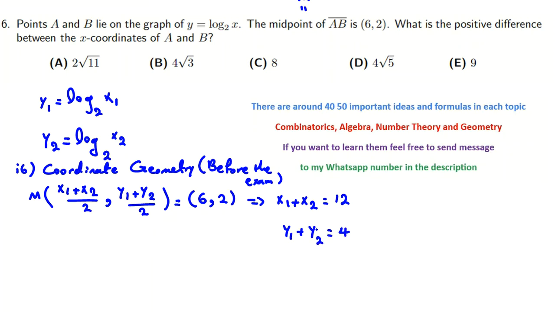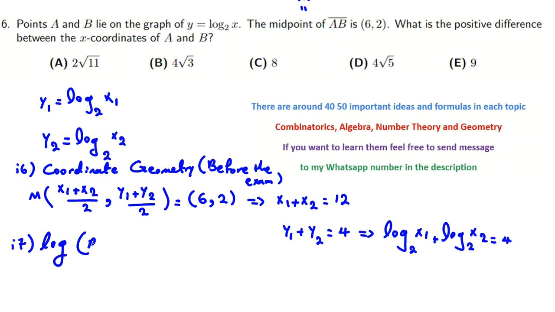Now, the problem says what? So we know y1 plus y2 equals what? Log 2 x1 plus log 2 x2. Again, before the exam, I said this rule, the rules in logarithm. And I said also this idea that you will see this in the exam. If you saw my videos before the exam, it was so much helpful. Now, here we can say log 2 of x1 x2 equals 4.